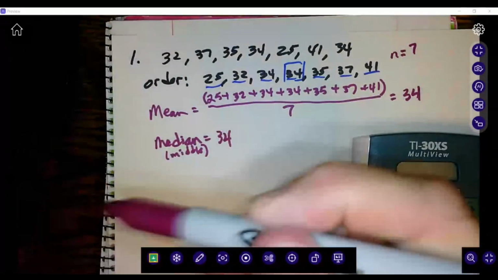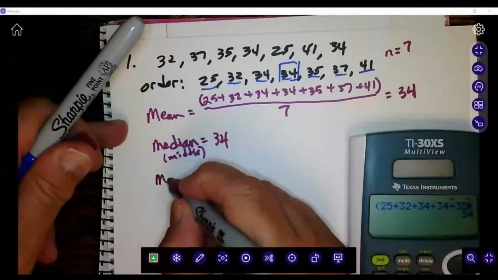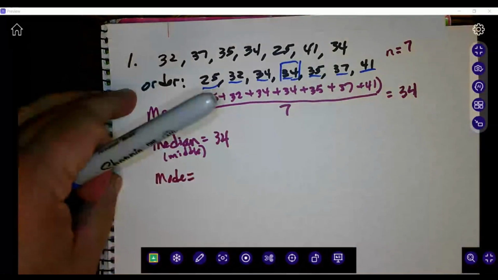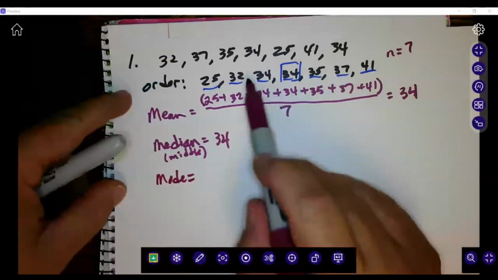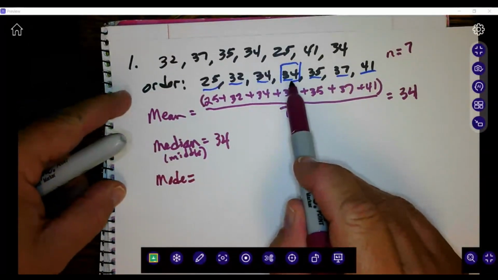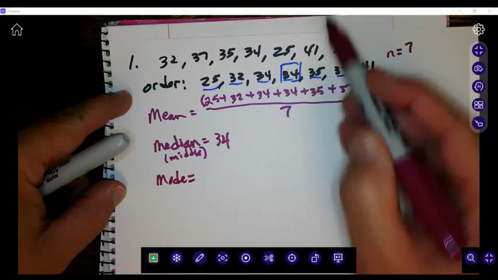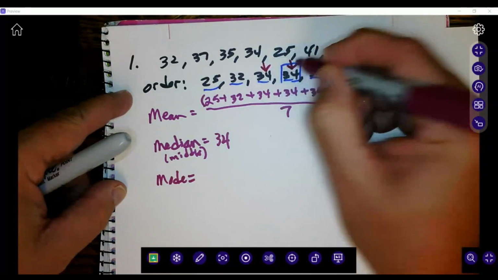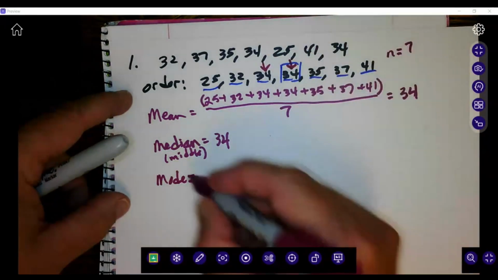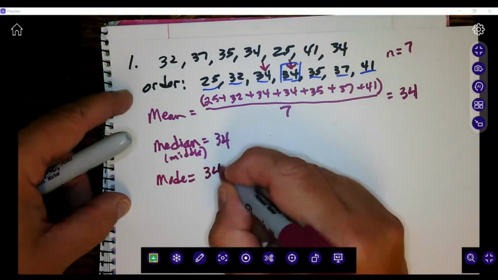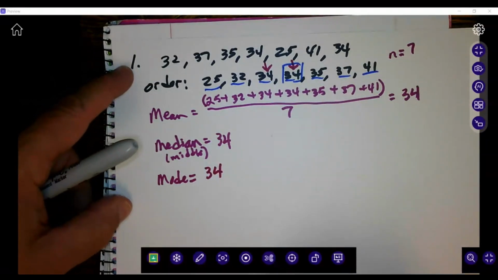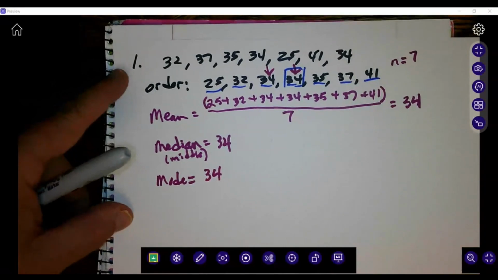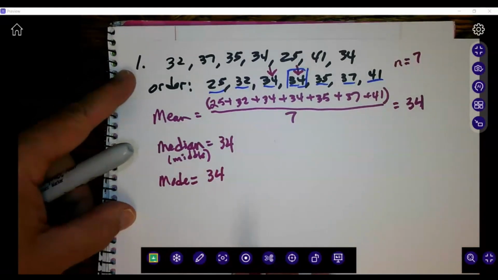And then finally, the next item they want us to find is mode. Mode is the data point that appears the most, and we have two 34s, but that's the only number that appears more than once, so our mode is 34. So sometimes you get the same answer for all of the different values.